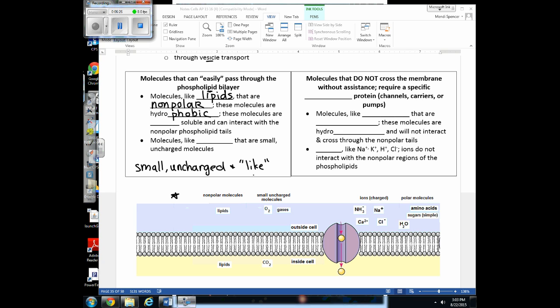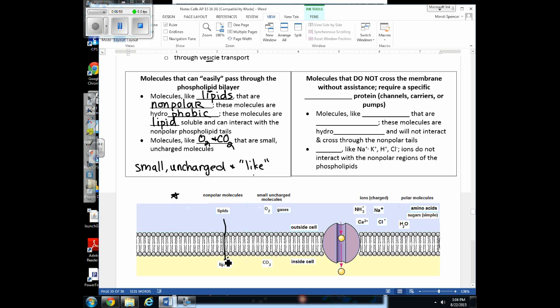Nonpolar hydrophobic molecules are lipid soluble. That means that they're going to be able to cross through that phospholipid bilayer. Molecules like gases, like oxygen and CO2, are able to cross that phospholipid bilayer because they're very small molecules and they're uncharged. So these nonpolar molecules, like lipids, are just going to be able to cross through the phospholipid bilayer because they can interact with those nonpolar tails.